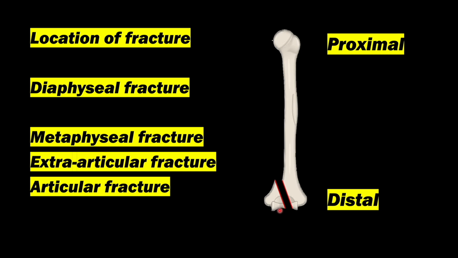Why? Because epiphyseal part always forms the joint, and the fracture line, whenever it enters the joint, it becomes the articular fracture. So the metaphyseal fractures can be extra-articular, that means fracture line is somewhere outside the joint, or they can be articular because the fracture line is going inside the joint. And always comment whether the fracture is in the proximal metaphysis or the distal metaphysis, because the bone is going to have the metaphysis and epiphysis on both the sides.